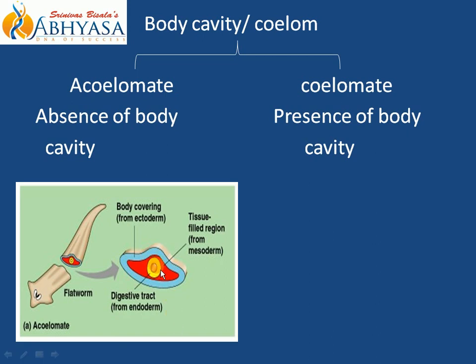This is your digestive tract, digestive cavity. This is not a body cavity, and this red color is not a body cavity. Red color is completely filled with mesoderm cells. Okay, so this is the example of acoelomate organisms where body cavity or coelom is absent. While in case of coelomate, you will find the presence of a body cavity.